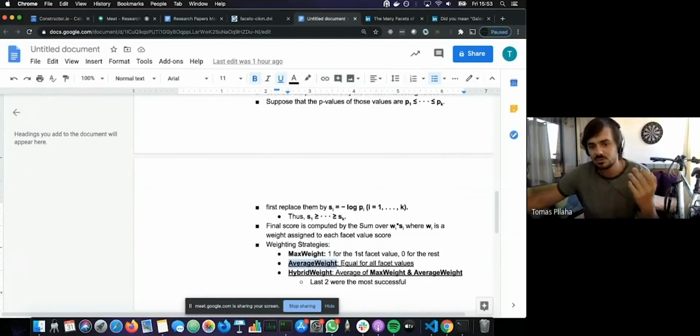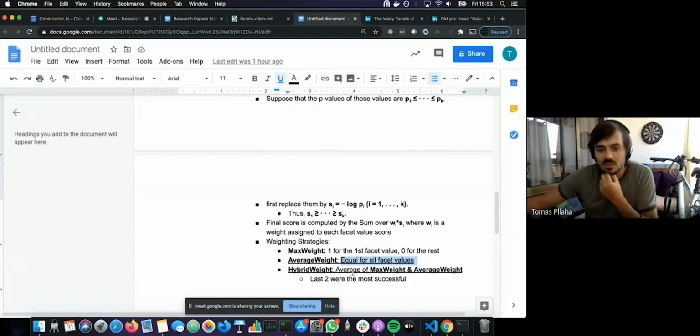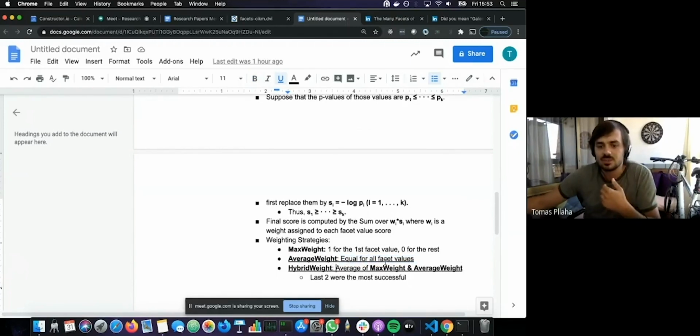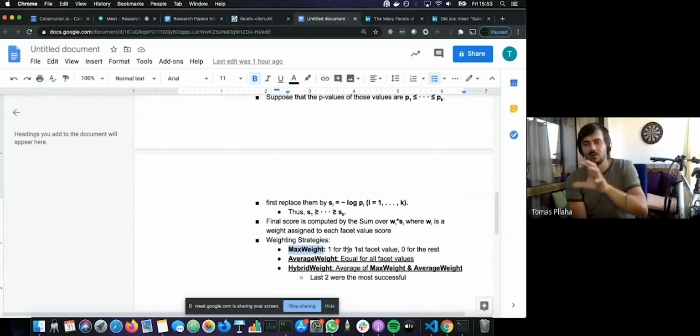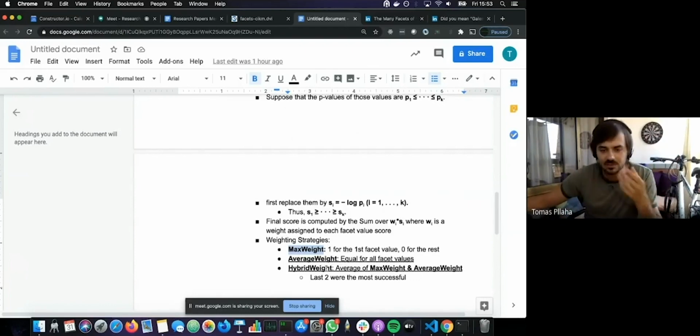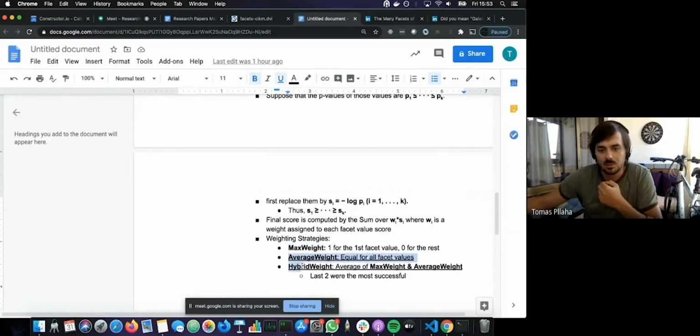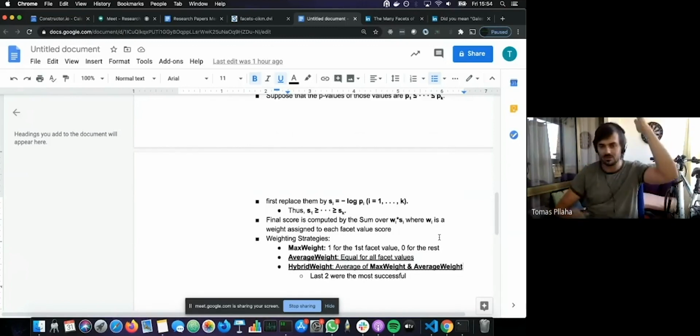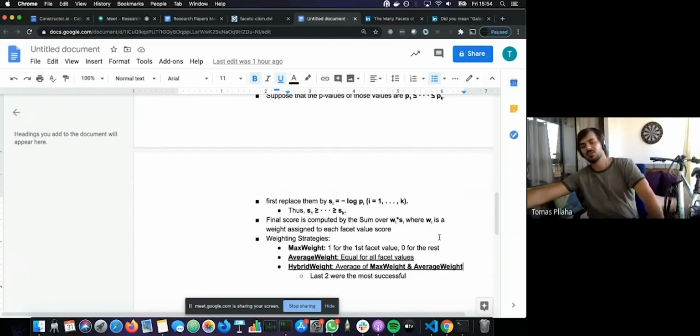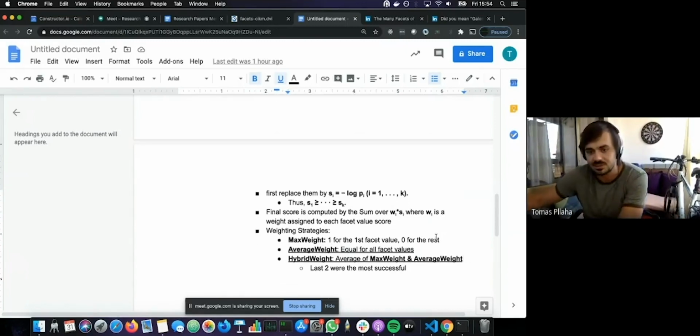There's average weight, which just uses an equal weight for all facet values within a group. And there's hybrid weight, which just takes an average of max weight and average weight. So you get how interesting the first one is, then you get how interesting all of them are, and then average these 2 results together. Both of these 2 are the most successful ones, and they show that it's even better for relatively small k. So the interestingness of a whole facet group is determined by how interesting its top facet values are, not all of them. Because in the search results set, you may have like 20 good results and then maybe 100 irrelevant results.